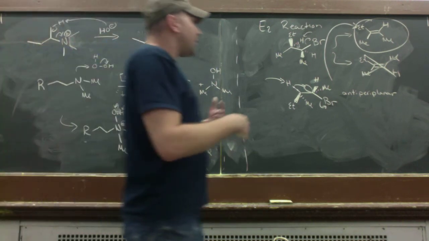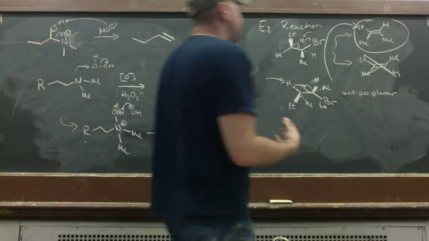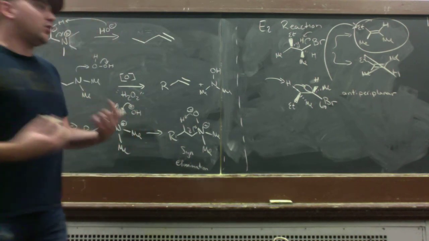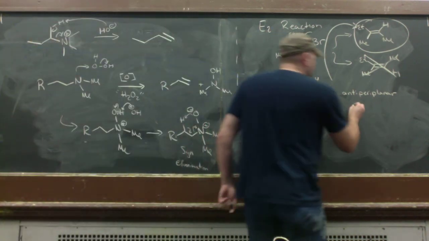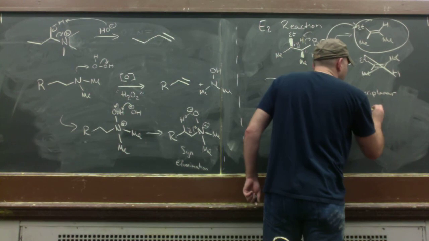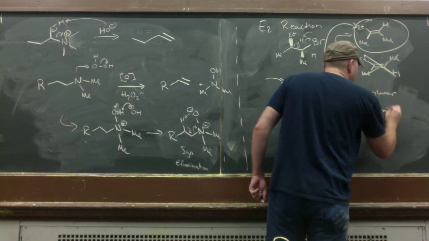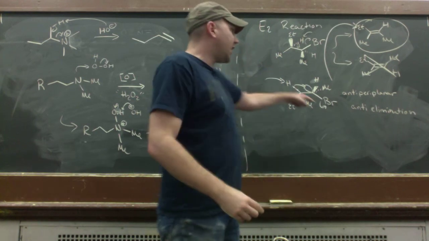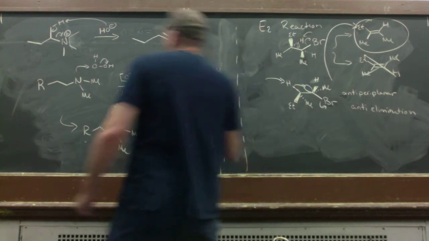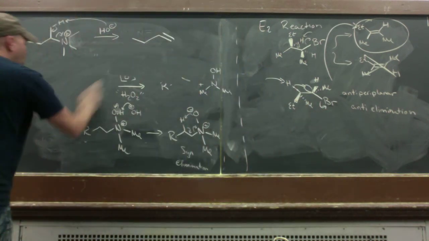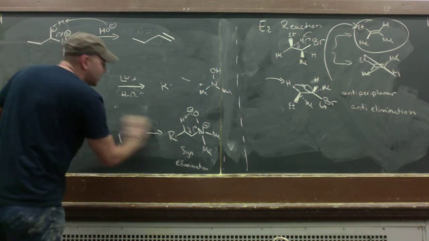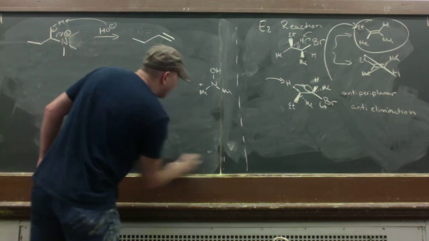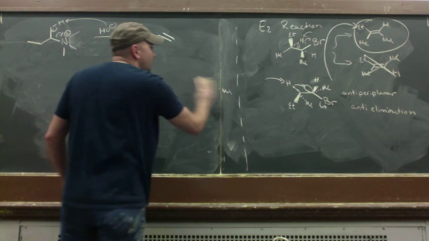Now, the difference in this process is that this is what we would call an anti-elimination. Again, we have the proton and bromine anti to one another. In a Cope elimination, or any syn elimination, so Cope is simply one example of a syn elimination, as we'll see, we can actually get the opposite.